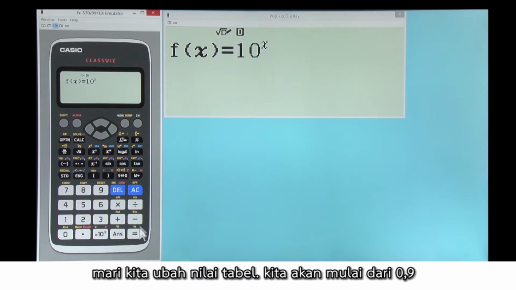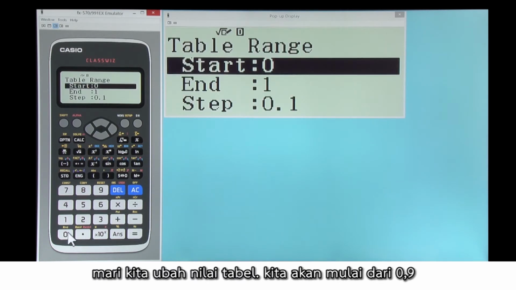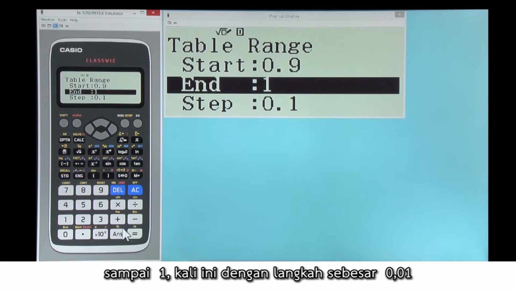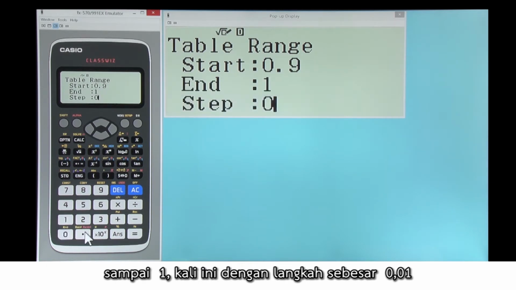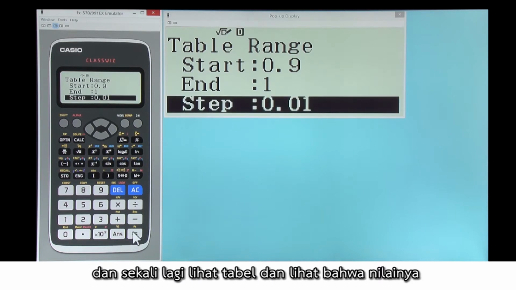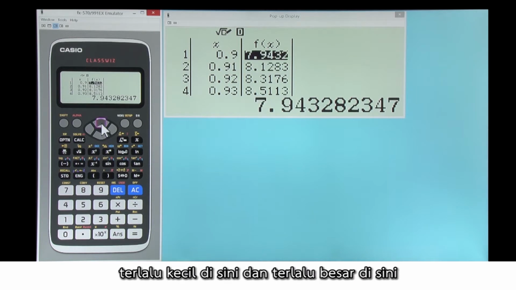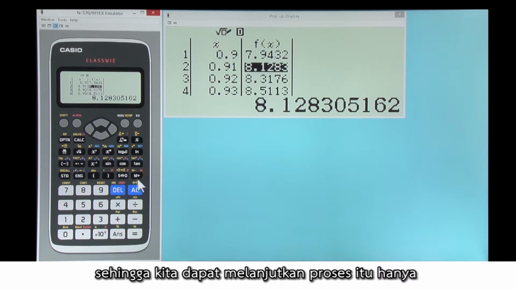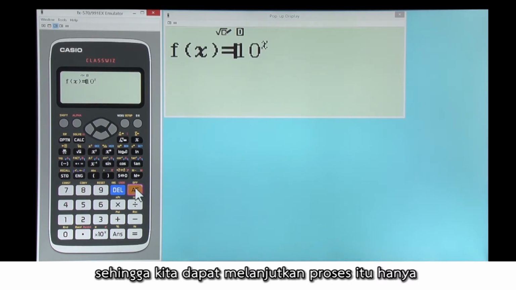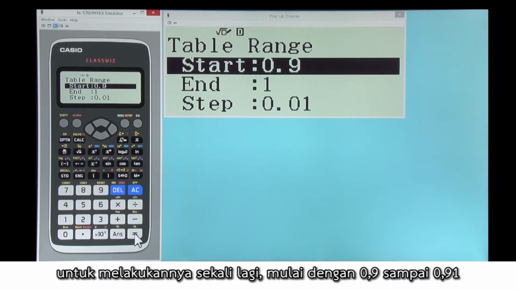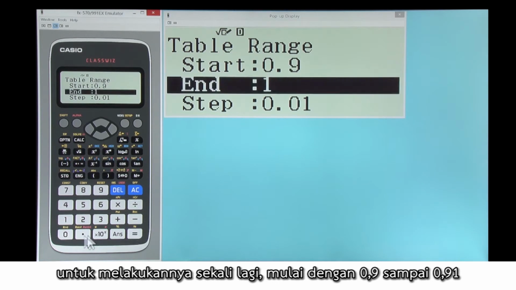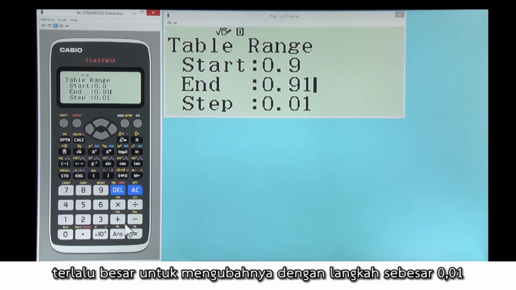So let's change the table values a little bit. We'll start at 0.9 and go to 1, this time in steps of 0.01. And again look at the table and see that the value is too small there and too large there. So we could continue that process, just to do it one more time. Start with 0.9 and finish with 0.91, which we know is too large, and change the step to 0.001.